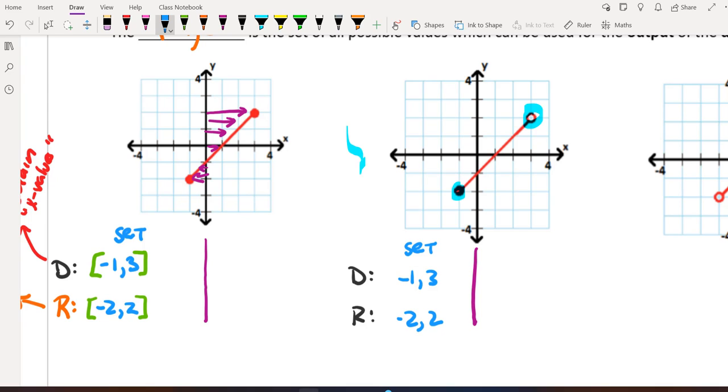Now, it's a matter of which bracket we use. Starting with domain, the furthest left point is this one here. So for domain here at -1, what kind of bracket do we use? Square bracket or round bracket? Square. So I'm going to put a square bracket here.